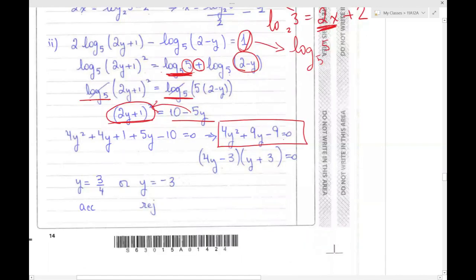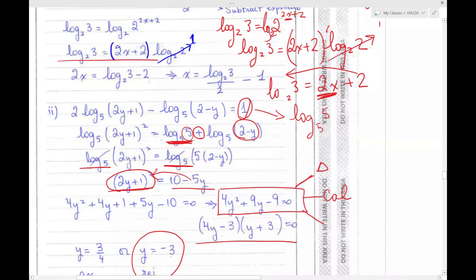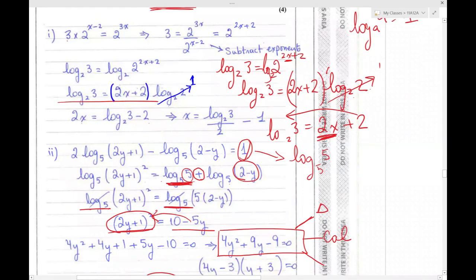Now, this equation is a quadratic equation. You can either use the delta, or you can use your calculator, or you can use what I did here, sum and product. So factoring it, you will get the solution for y: 3/4 and y equals -3. We reject the negative because you can't have y as a negative number. So we accept only the positive number.